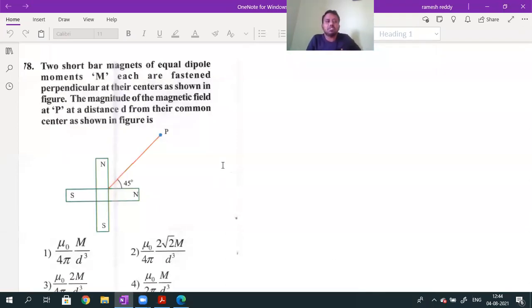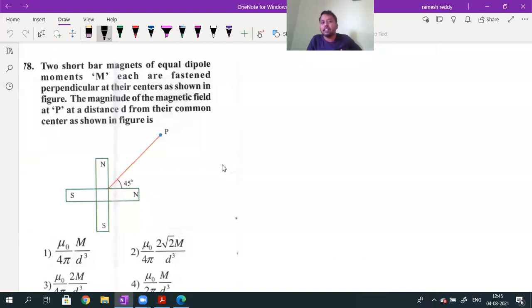Very, very important question. Two bar magnets of equal dipole moment, M bar each, are fastened perpendicular at their centers, as shown in the figure. The magnitude of magnetic field at P, at a distance D from their common center as shown in the figure. Now two bar magnets are given. This is the first bar magnet. So two bar magnets are attached to each other, perpendicular to each other.